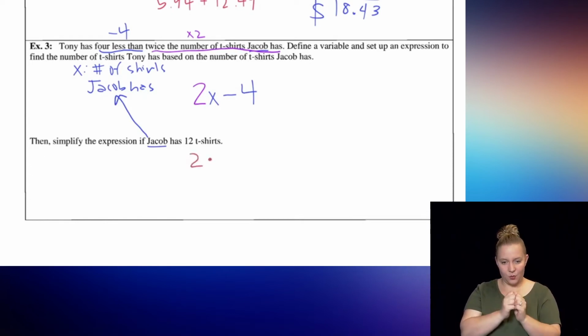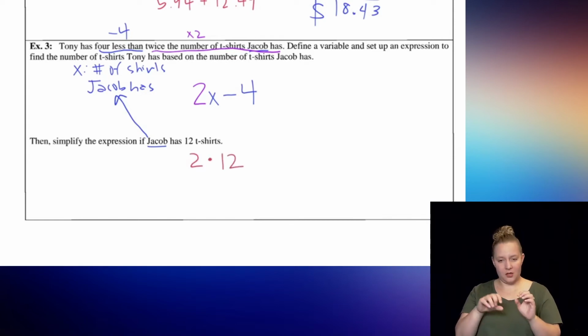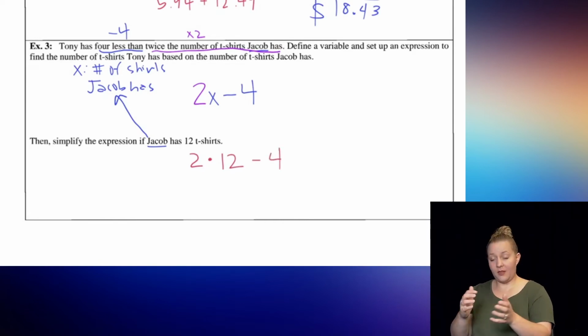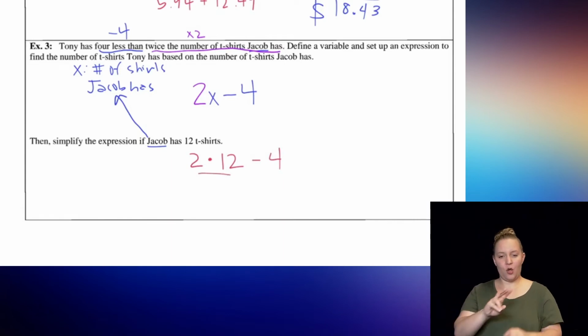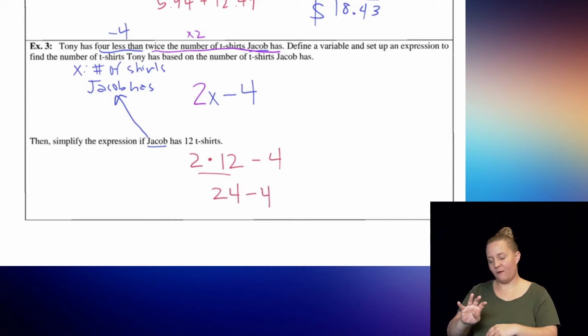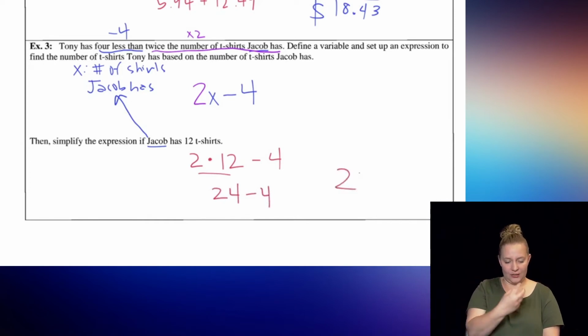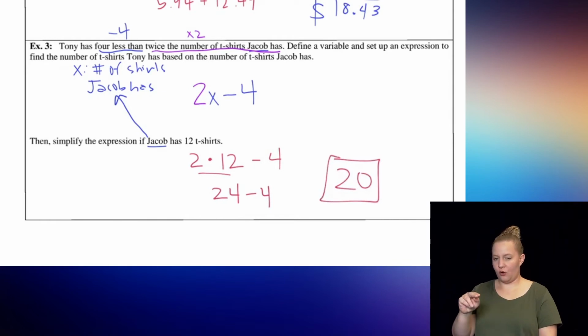So notice that here you can put it with the multiplication symbol, the dot, or you can use the parentheses like I did up on example 2. But then you're going to subtract the 4 t-shirts. So 2 times 12 is 24, and then I subtract the 4. So I know if Jacob has 12 shirts, that Tony has 20 shirts.